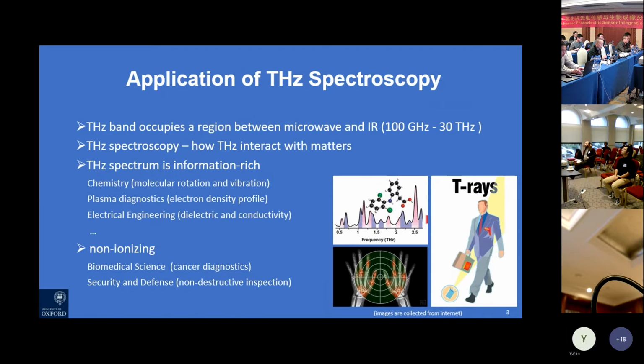So terahertz spectroscopy has been widely used because the terahertz spectrum is very informative. For example, in chemistry, it can be used for molecular analysis. In physics, it can be used for plasma diagnostics. And in industry, it can be used for semiconductor device failure analysis. And most importantly, the terahertz photon is non-ionizing. So terahertz spectroscopy is particularly favored in biomedical science, for example, for cancer diagnostics or for airport or medical screening techniques.